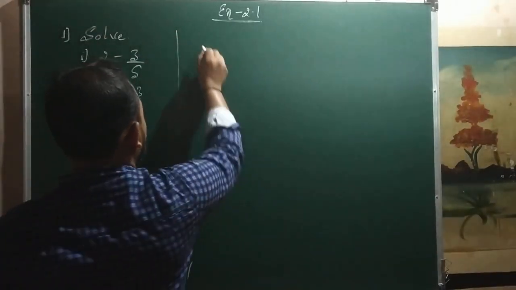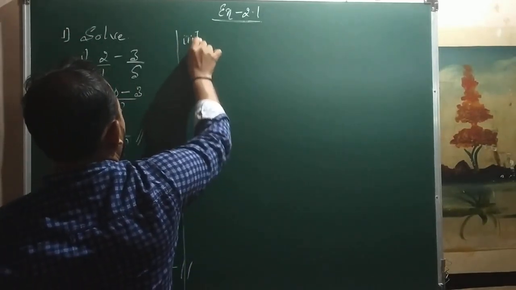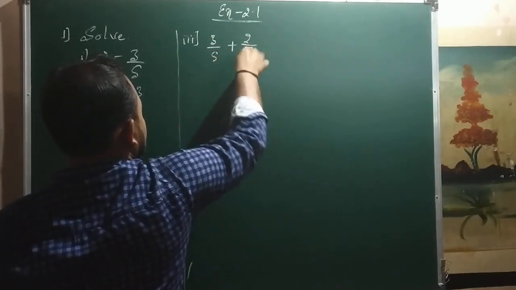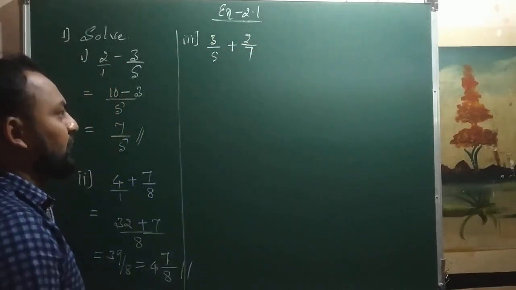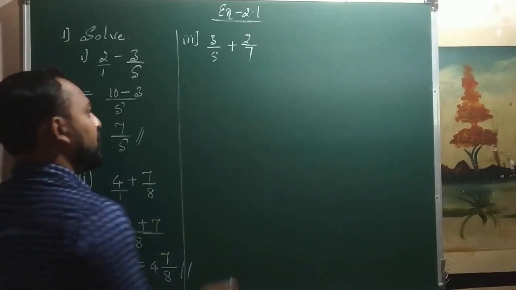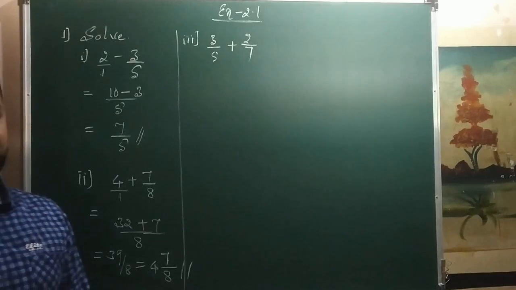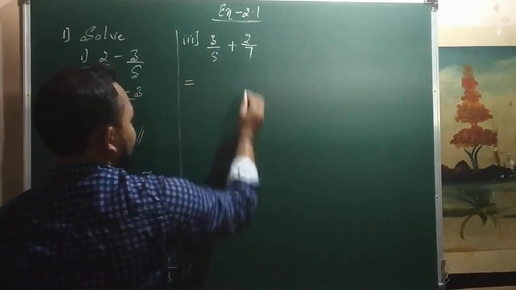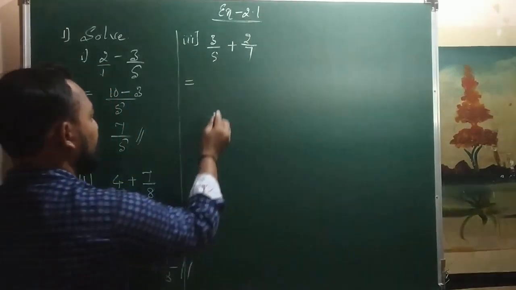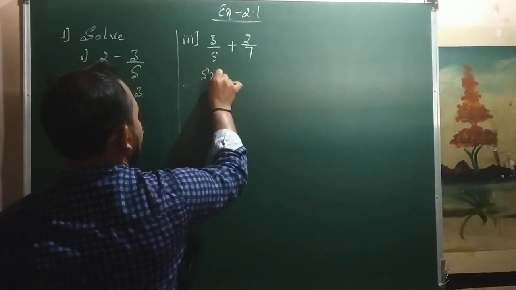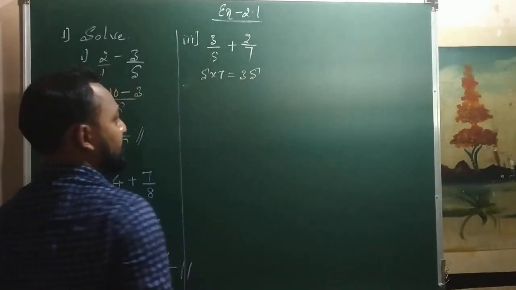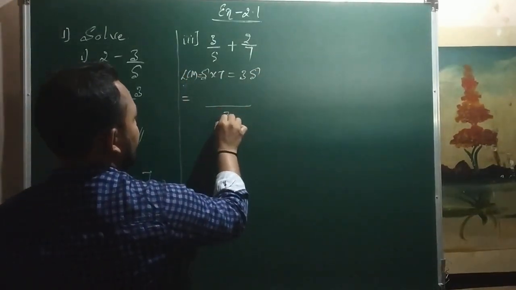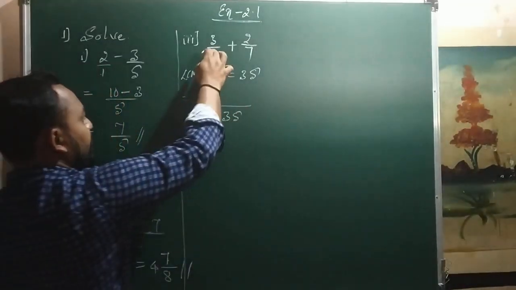Here, the third one: 3 by 5 plus 2 by 7. Here take the LCM of the denominators 5 and 7. 5 and 7 are prime numbers. If you multiply the denominators, that is the LCM. 5 into 7 is 35. The LCM is 35.